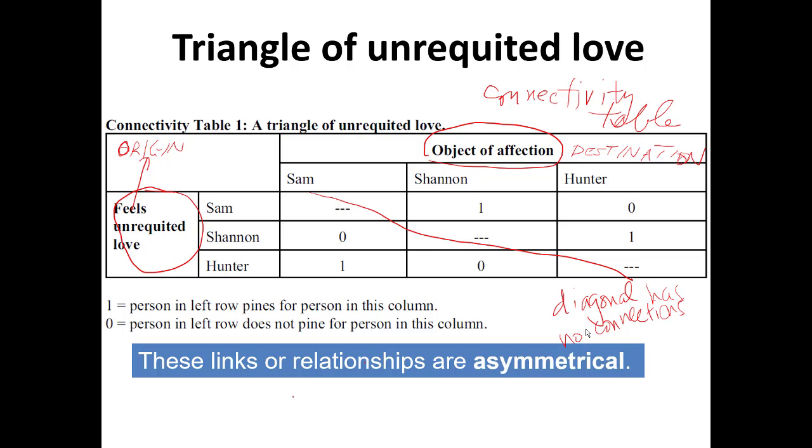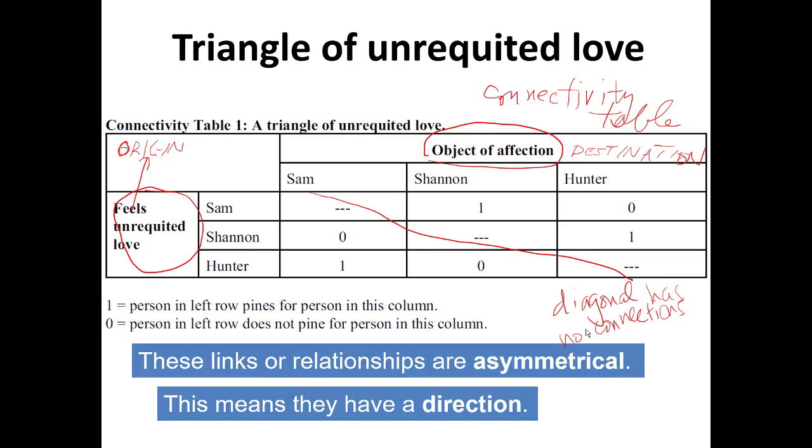In this case, these links, or the relationships, if you will, are asymmetrical. It's unrequited love. Person A likes person B, but it is not reciprocated. If it were reciprocated, then it would be symmetrical, and our arrows would be on both ends of our directed graph lines. So what this means is that these relations have a direction. If they're asymmetrical, that means they have a direction.